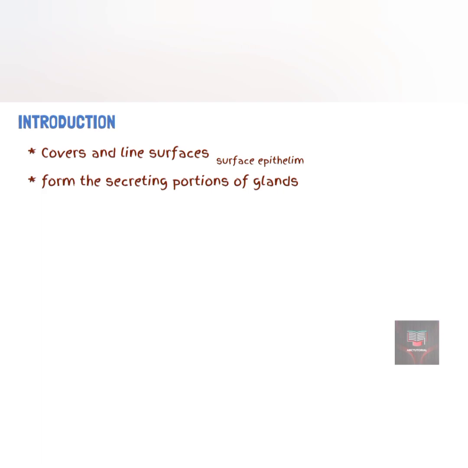Epithelial tissue is arranged in two general patterns in the body. The first is covering and lining of various surfaces, in which case it is known as surface epithelium, and the second is forming the secretory portion of glands, in which case it is known as glandular epithelium.